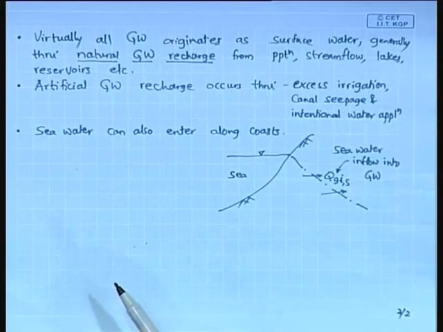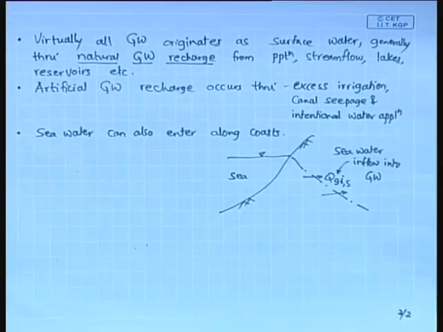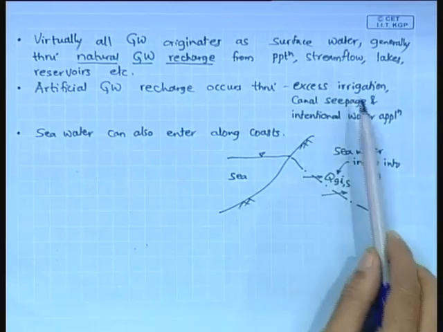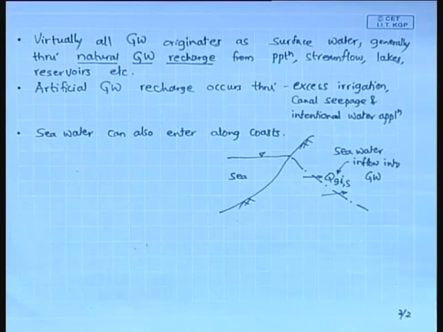Many times this natural groundwater recharge is insufficient. In that case we go in for what is known as artificial groundwater recharge, which occurs mainly through excess irrigation, canal seepage, and intentional water application. This artificial groundwater recharge will bring about a balance between the groundwater supply and the groundwater demand. Wherever the supply is insufficient compared to the water demand, we artificially enhance the groundwater supply through artificial groundwater recharge structures.